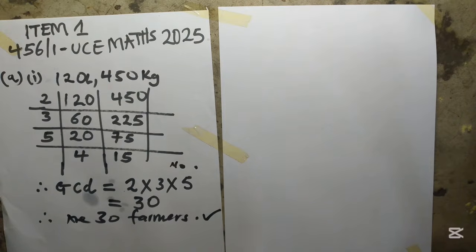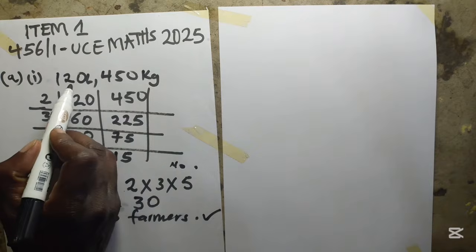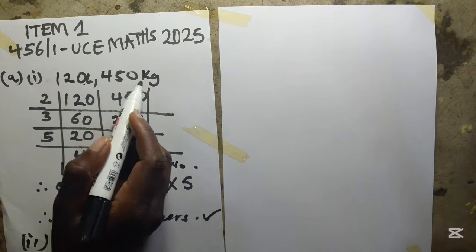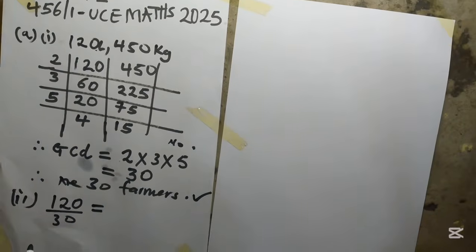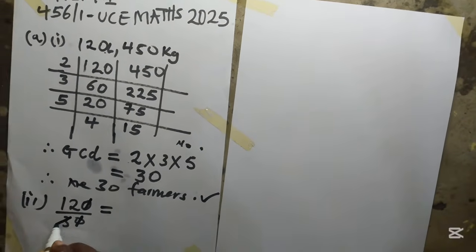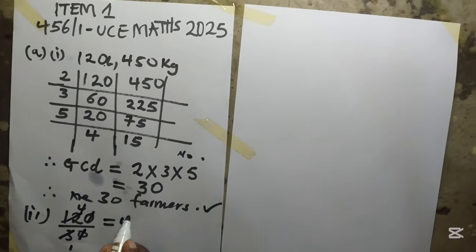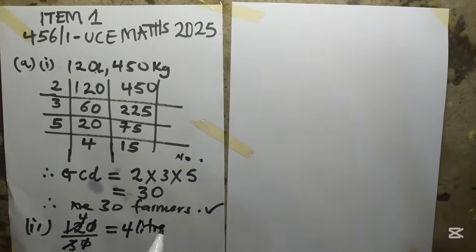So from there we go to Roman 2, that is the kilograms of fertilizers and the liters of vaccine each farmer will get. Now remember, this value we've gotten here, it can divide both the 120 liters and the 450 kilograms of fertilizer. So what you do, you divide each number by 30. This by 30 for liters. What do you get? 120 by 30, you get 4.